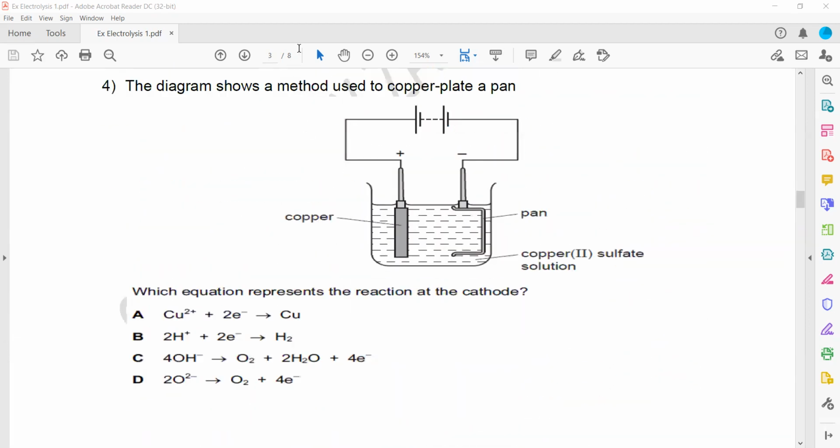The next one, the diagram shows a method used to copper plate a pan. So which equation represents the reaction at cathode? So what happened here? Copper ions are there, sulfate ions are there, hydrogen ion and hydroxide. Copper is less reactive, it will move towards the pan. So copper ions will gain two electrons and turn into a copper atom which sticks to the pan. And copper atoms from anode will turn into a copper ion. So we have to write the equation for cathode, meaning copper ion gains electrons and turns into copper atoms.